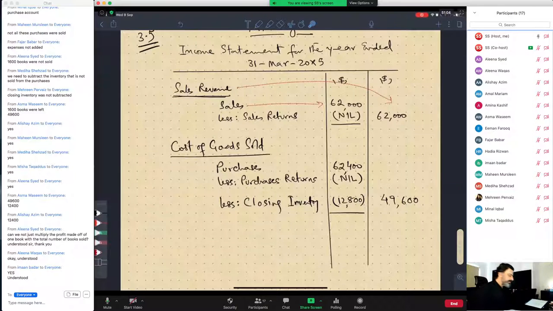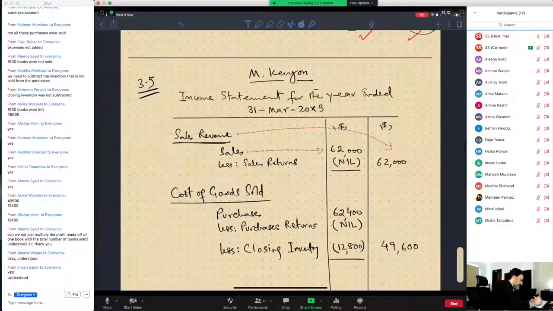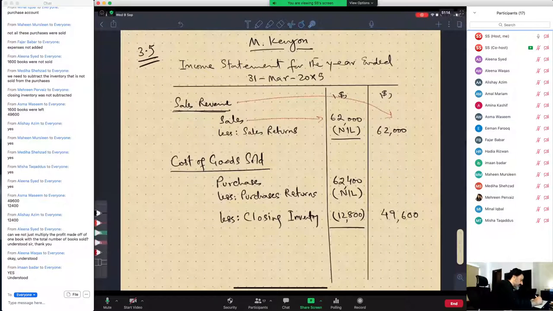Okay, good. So this was our sales revenue. This is our sales revenue. Now this value that we have just calculated here, that is your cost of goods sold. So 49,600 is the resulting value of this section, and this section tells you how to calculate cost of goods sold. So finally we have 49,600 here.